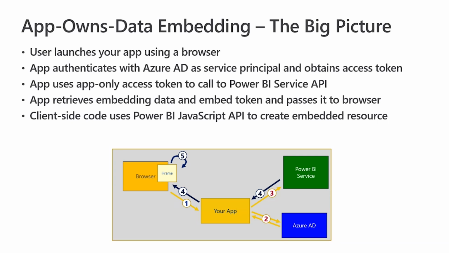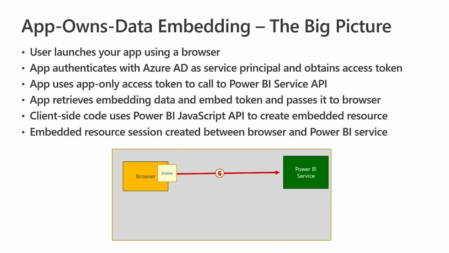Now, once we get all the data back to the browser, we're able to use a client-side API known as the Power BI JavaScript API. We take the embedding data and the embed token and make a method call. That JavaScript API has code, and the deep plumbing is such that it creates an iframe, and then in a DOM event, it pushes the embed token inside the iframe, and then it's able to create a direct connection to the Power BI service.